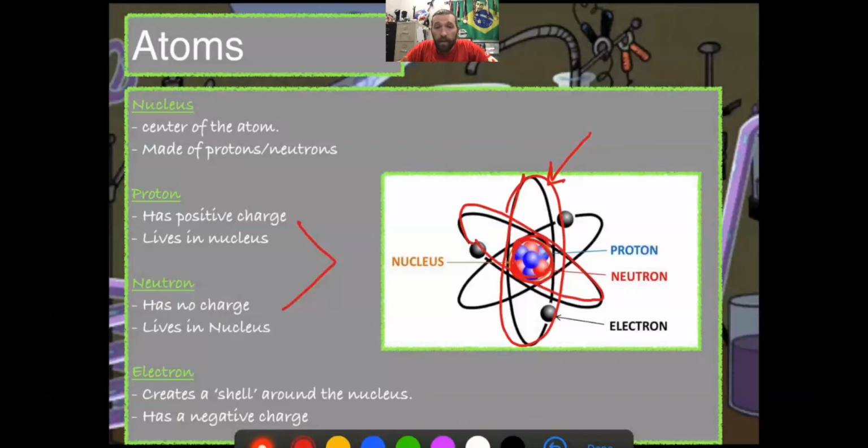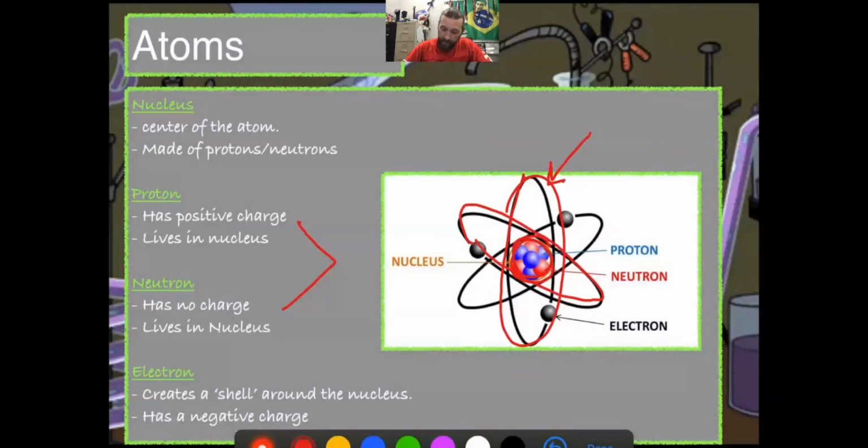Point being, the electron is on the outer part of the atom. It makes up the part that you touch. So when I take my hand and I touch my desk, or I press against my desk, it is the electron forces that are repelling my hand. They're pushing my hand up. Otherwise, my hand would go straight through the desk, right? So the electrons are there. They're kind of like the barrier. They're the outside shell of the atom.